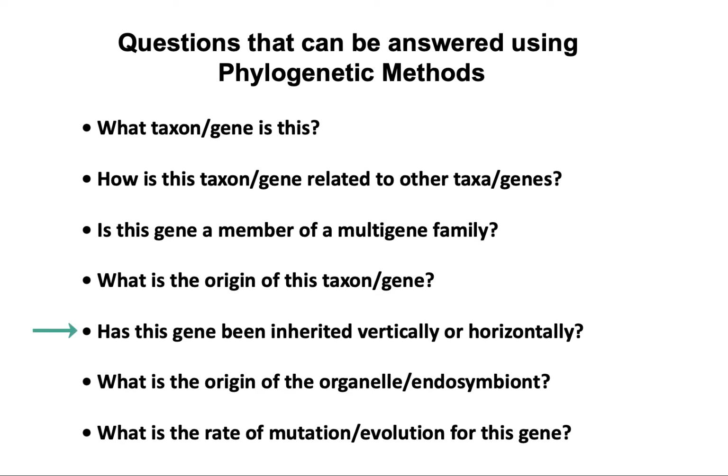Has the gene been inherited vertically or horizontally? And this can be determined by comparing genes that are inherited vertically, and then looking at any that appear to give a different pattern indicating horizontal origin of those sequences. What is the origin of the organelle or endosymbiont? And this can often be done. These are pretty interesting, actually. And what is the rate of mutation or evolution in this gene or multi-gene family, or whatever's being measured?